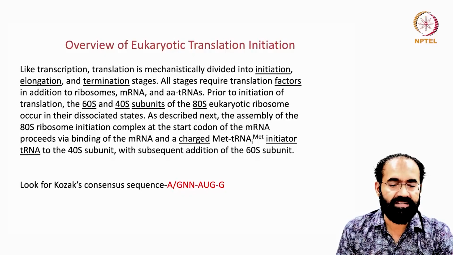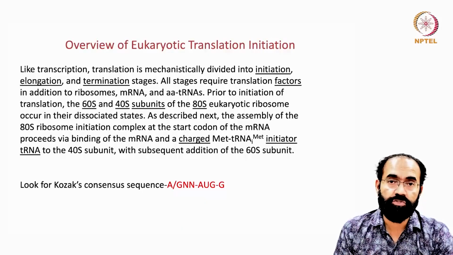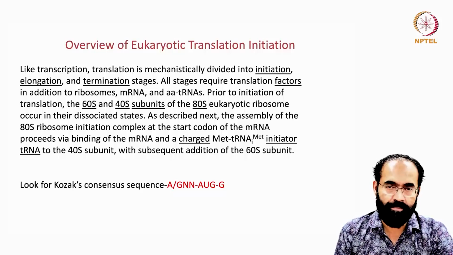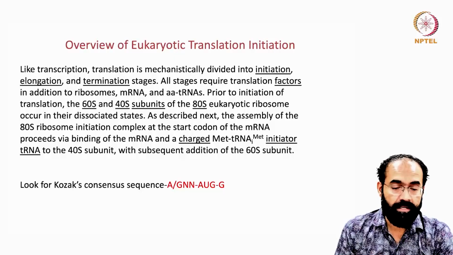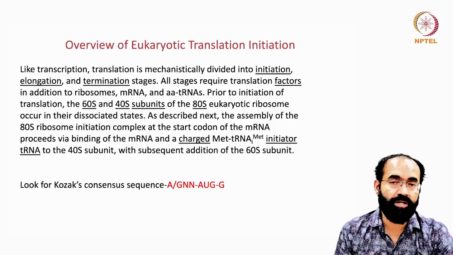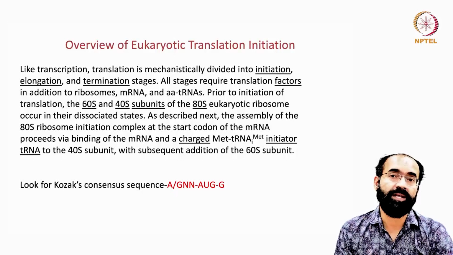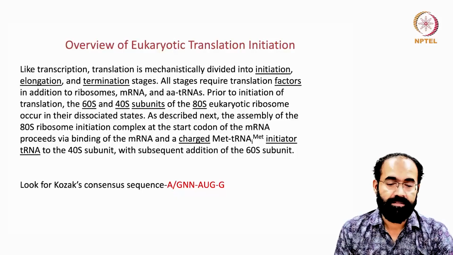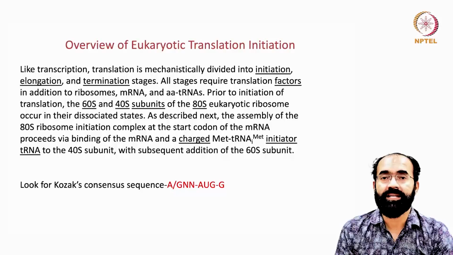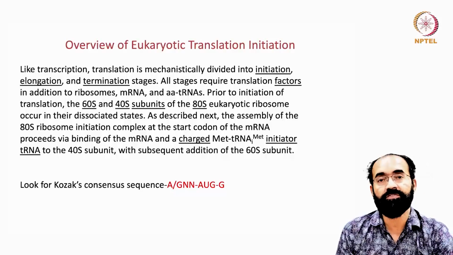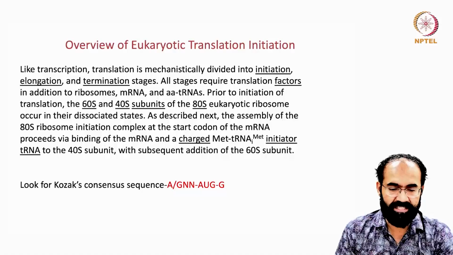Prior to the initiation of translation, the 60S subunit of the ribosomal structure and the 40S subunit, which together constitute the 80S ribosome of the eukaryotic ribosome machinery, remain in a dissociated state. You will not find a 60S and 40S assembly in the absence of an mRNA. 60S will be separate, 40S will be separate, and they remain in a dissociated state. They assemble because of an mRNA available for translation.